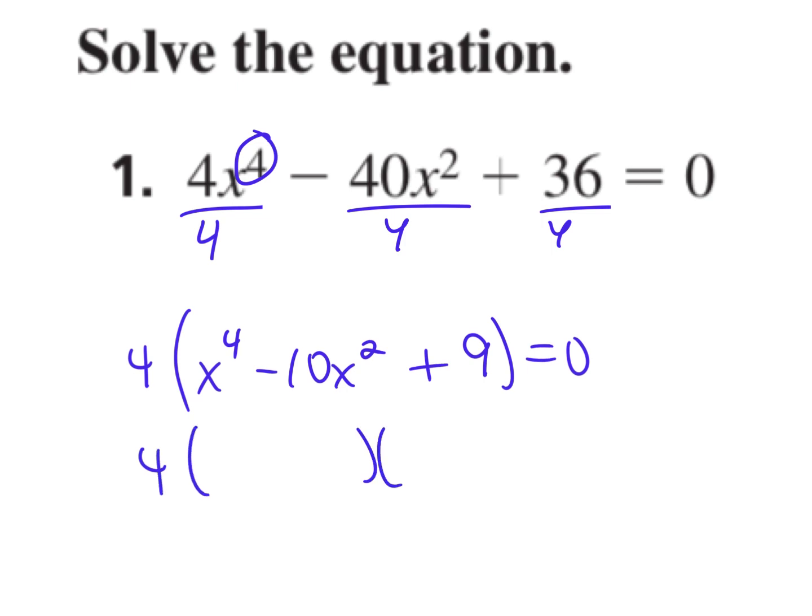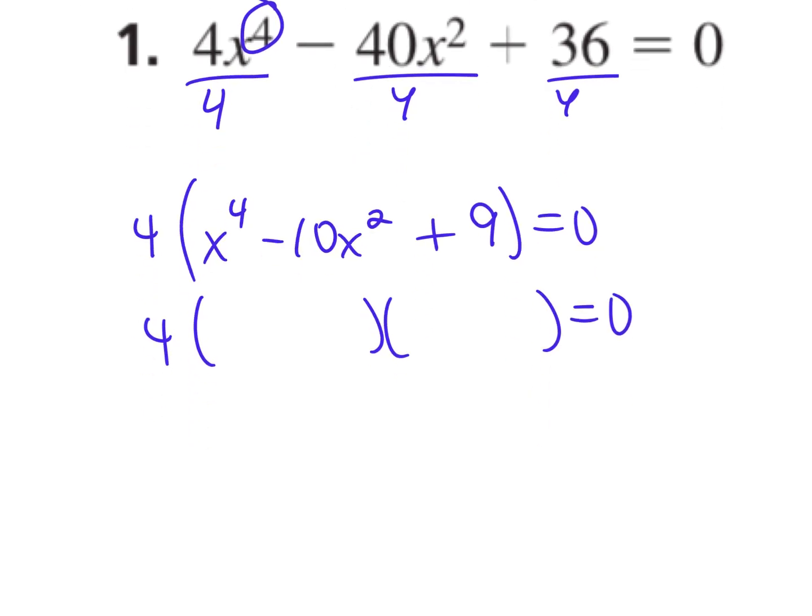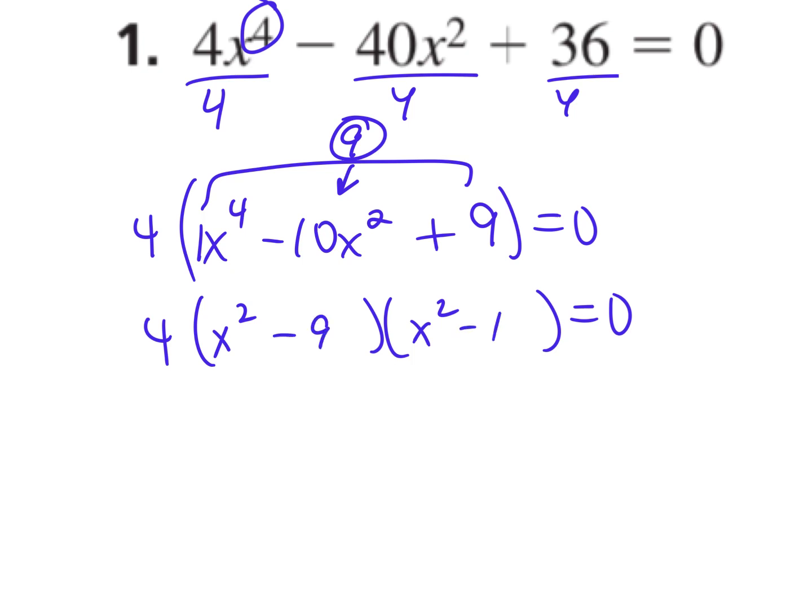A trinomial we try to break down into 2 binomials. What times what is going to give you x to the 4th? Perfect. What are the factors of positive 9 that are going to multiply to give me a positive 9 but add to give me a negative 10? You just tell me. You don't have to raise your hand. Negative 9, negative 1. You agreed? Okay, perfect. Are we done?